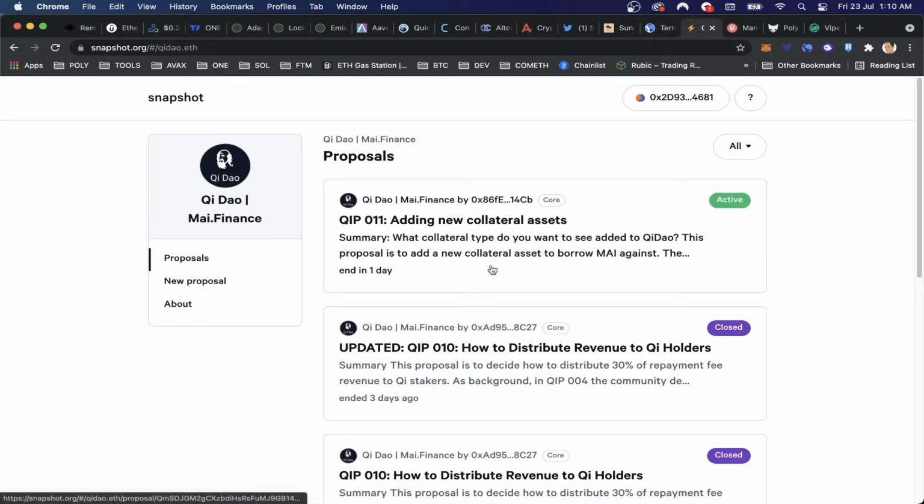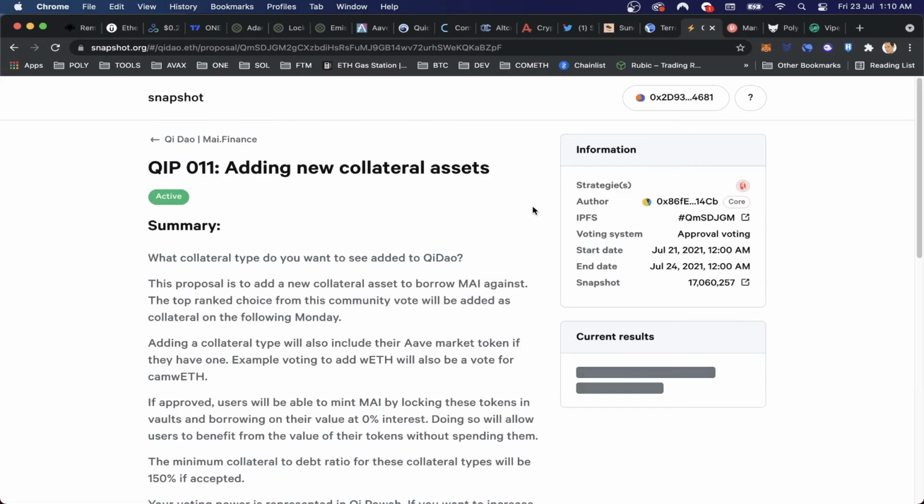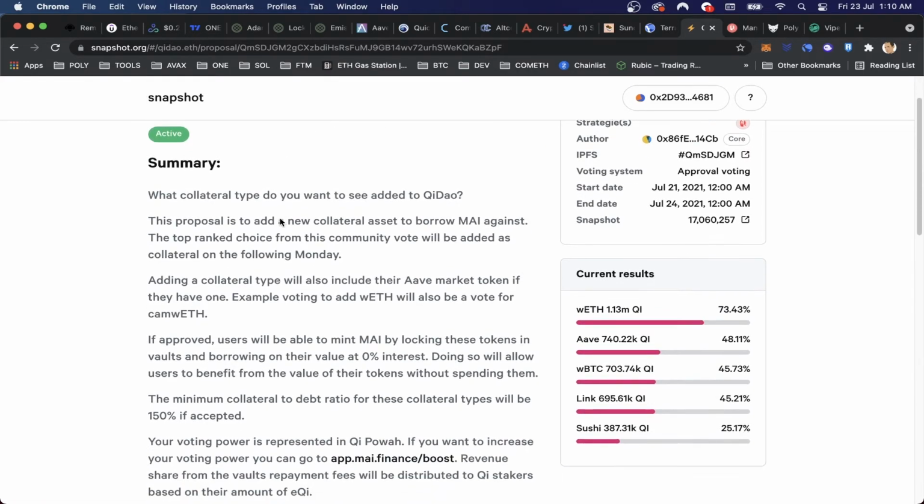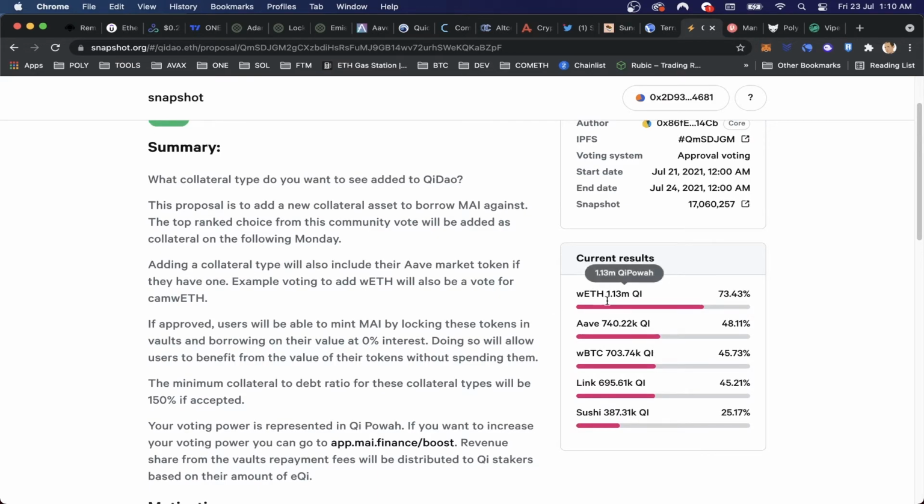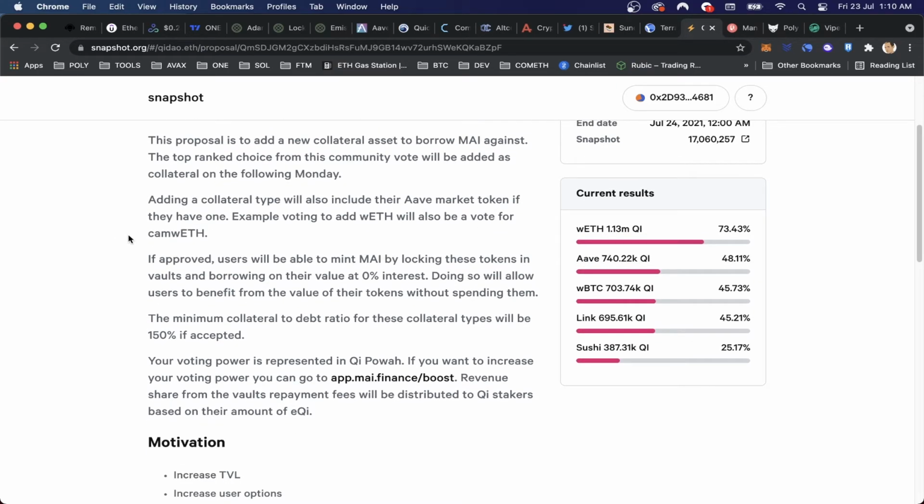Take a look at the new proposals. We have adding new collateral assets. So we've got the choice of Ethereum, AAVE, the governance token, BTC, Link, Sushi. And then they will also be adding the AAVE auto compounding token as well. So then we can borrow at 0% interest against any of them, but there are fees on repayment, just like 0.5%. Of course, if it's a big amount, it's going to be quite a lot, right? Minimum collateral to debt ratio will be 150%.